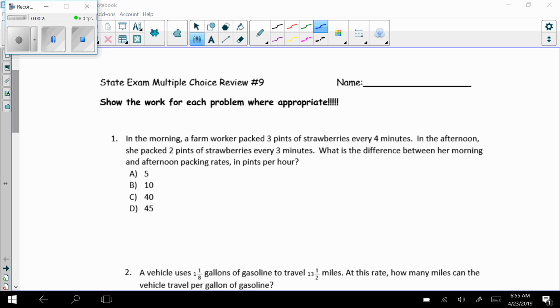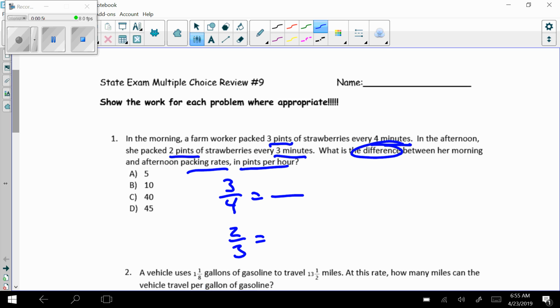Starting with number 1. In the morning, a farm worker packed 3 pints of strawberries in 4 minutes, 2 pints of strawberries in 3 minutes. The difference between the rates, pints per hour. All right, we've done some problems throughout the course of the year where we've given minutes and we have to do hours. So we have 3 pints in 4 minutes, and we have 2 pints in 3 minutes.